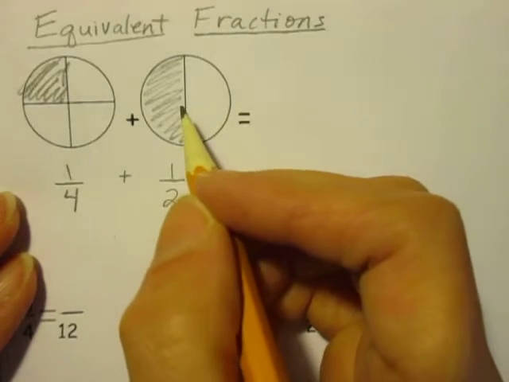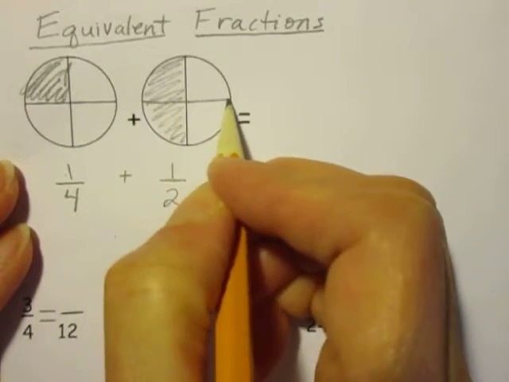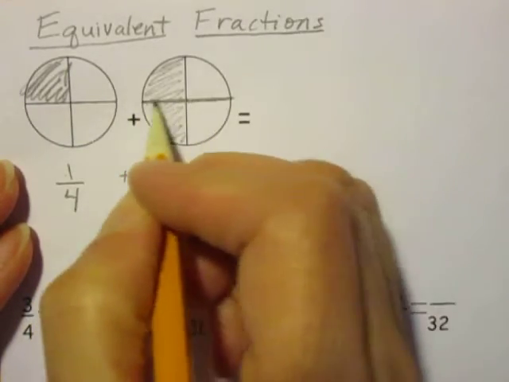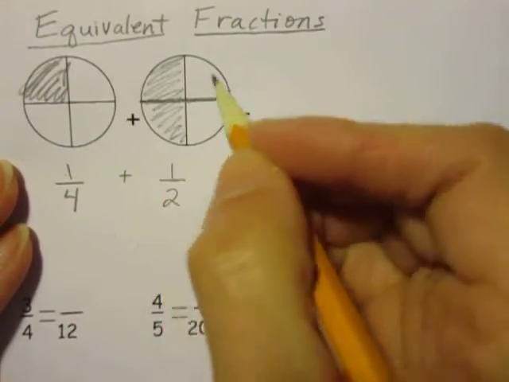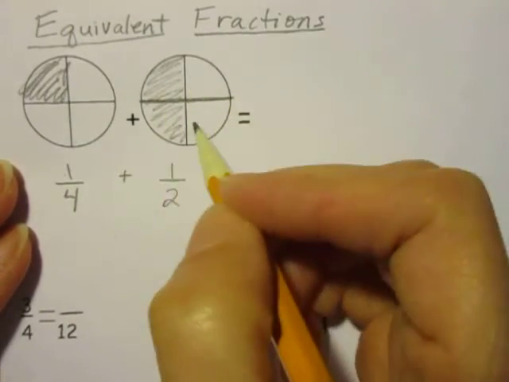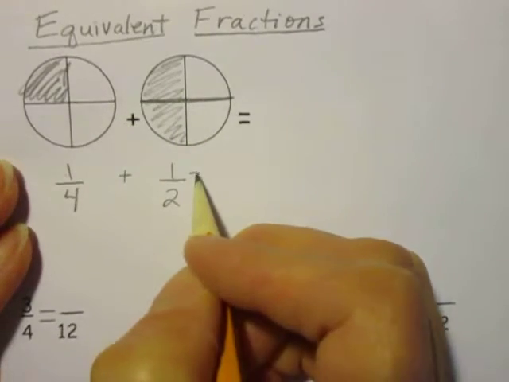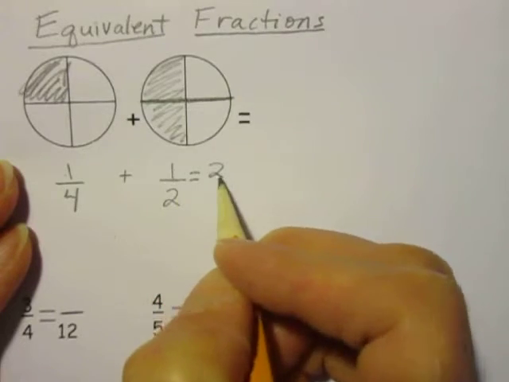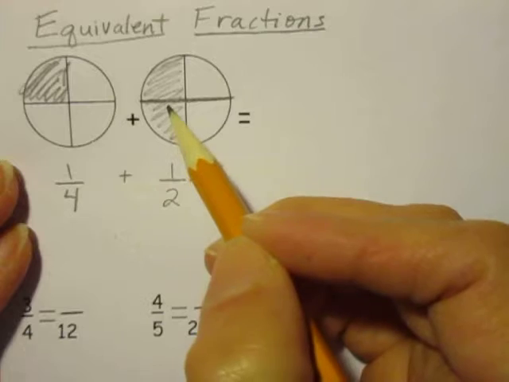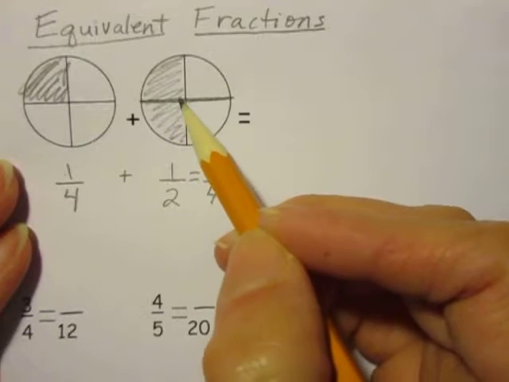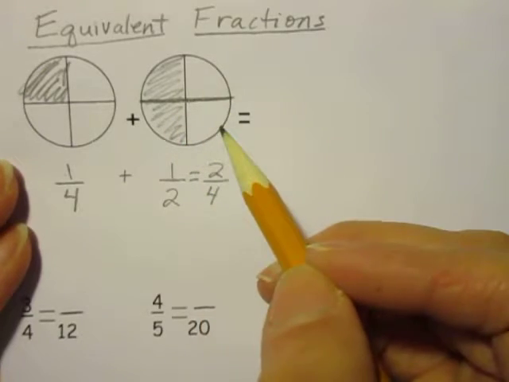So what I would like you to do on this second circle is create another set of sections by drawing this horizontal line. And so what we've done is we've taken that 1/2 and we have now written it as 2/4. So we could write 1/2 is equal to 2/4. Because what I've done is I've taken this one shaded section out of the whole and I've now made it two sections out of the whole that has been broken into 4 pieces.